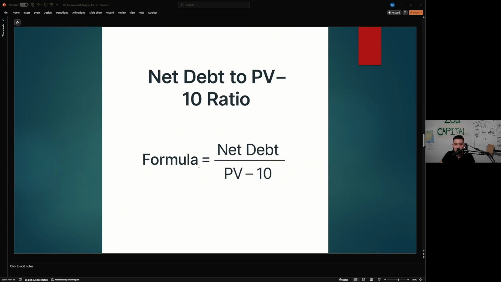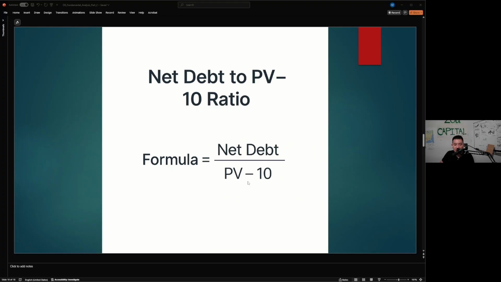Now on to net debt to PV10 leverage ratio. This is an oil and gas upstream specific ratio. It tells you how much debt the company has relative to the value of its proved reserves. In case you're not familiar with PV10, PV10 is a standard metric used by the industry for valuing oil and gas reserves. Companies usually report this value in their annual 10-K SEC filings. However, if they don't, you will need to calculate it yourself.